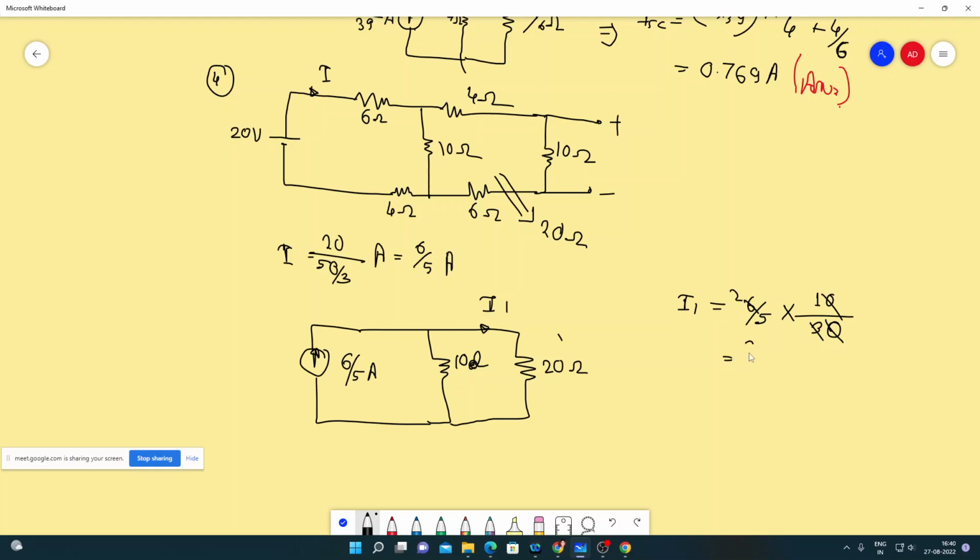So that is equal to 2 by 5 ampere current that will flow through this 20 ohms. Now we need the voltage across the 10 ohms. So V Thevenin is equal to I1 into 10, this much volts. So that is 4 volts.